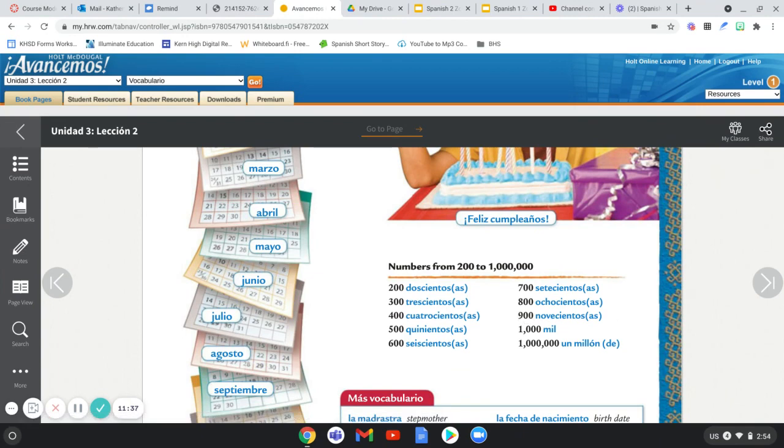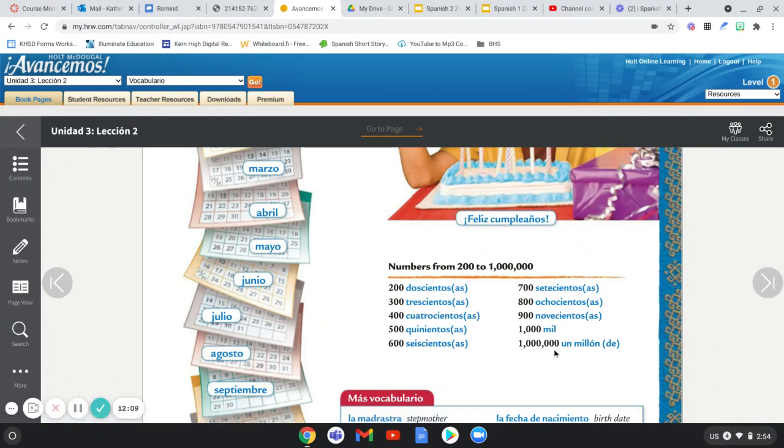So similar to the hundreds, the thousands are going to have the number that you're using, like if it's 2,000, 3,000, 7,000, in front of the word thousand, which is mil. So if it's 1,000, I just say mil. If it's 2,000, I say dos mil. 3,000, tres mil. 4,000, cuatro mil, right? If it's 35,000, I would say treinta y cinco mil. It's always whatever number you need.